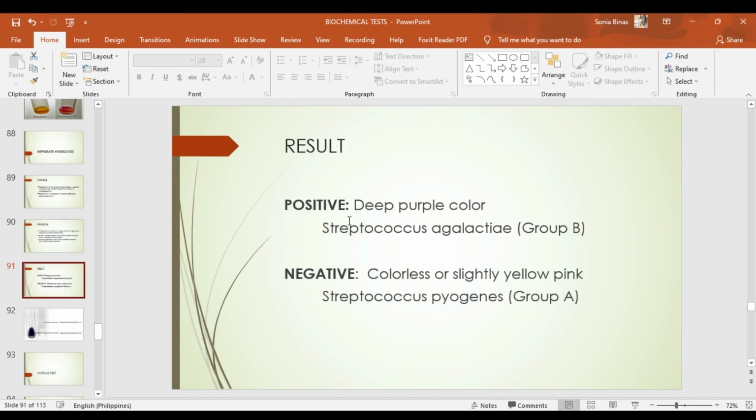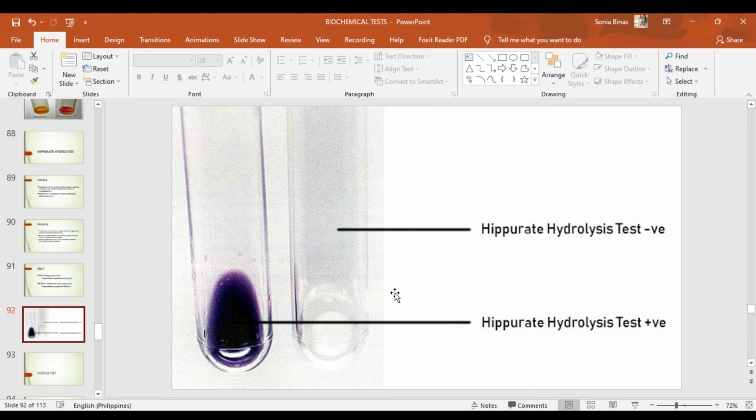The end products of the ninhydrin oxidation react to form a purple-colored compound. So the positive result will be a color change to a deep purple color. So ito ang ating group B strep or our Streptococcus agalactiae. Tapos colorless naman or slightly yellow-pink kapag ating Streptococcus pyogenes. So negative result ay ang ating group A. So again, the Hippurate hydrolysis test has a deep purple color.